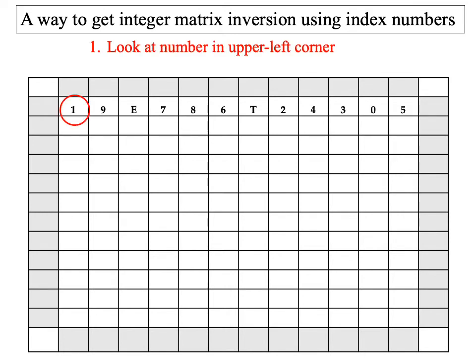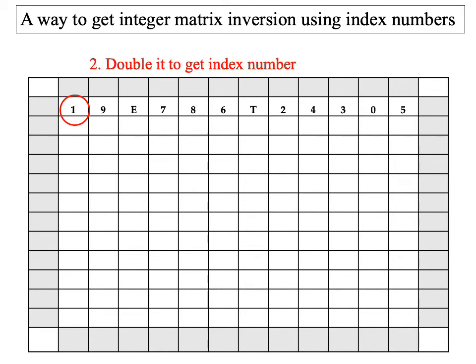What you want to do is look at the number in your upper left-hand corner. We're looking at it because we're trying to get an index number, since we're going to use index number inversion to get our inversion row. So look at that number in the upper left-hand corner. It's a 1. I've got it circled. Double it, and when you double 1, you get 2. You all knew that. We're doubling it because 2 is going to be our index number.